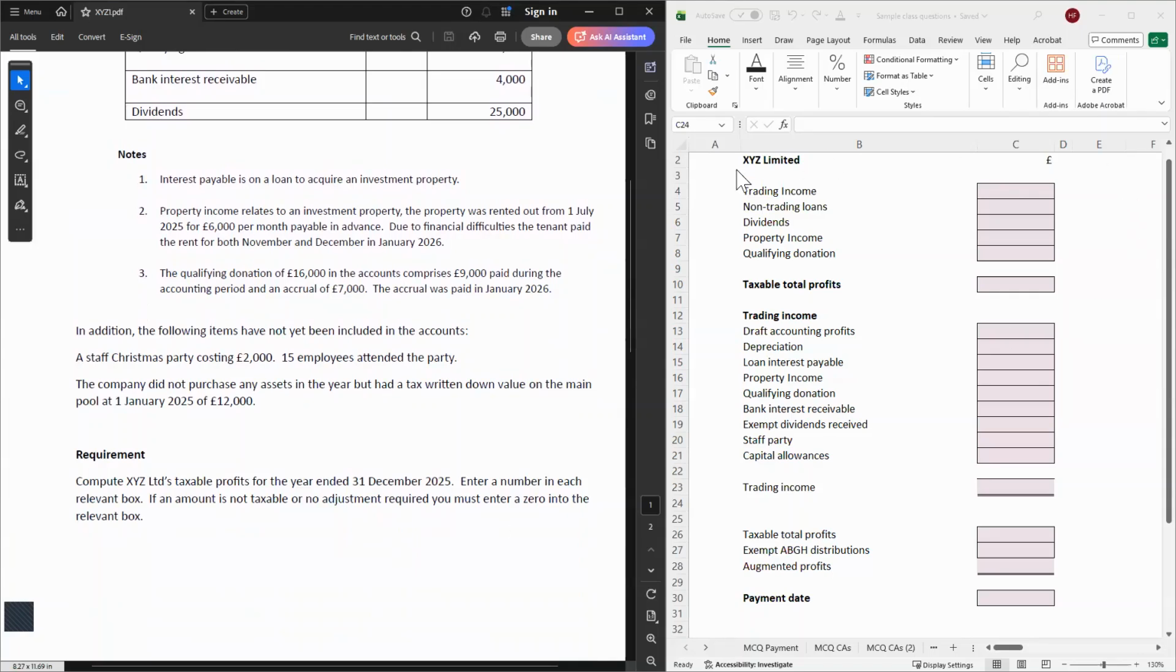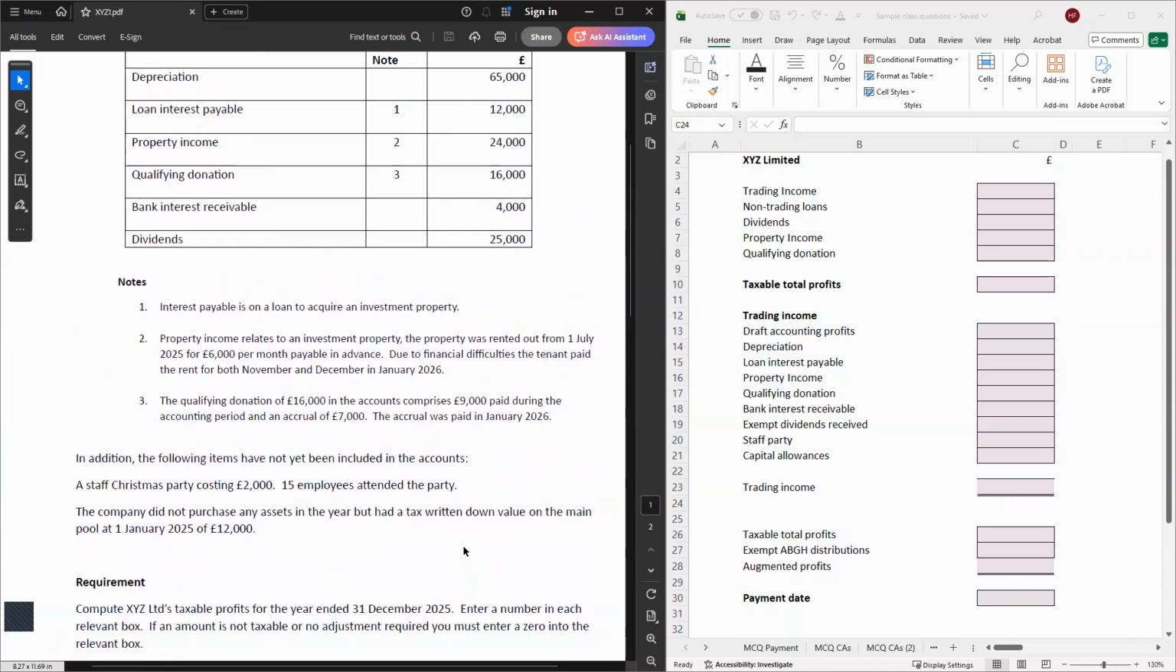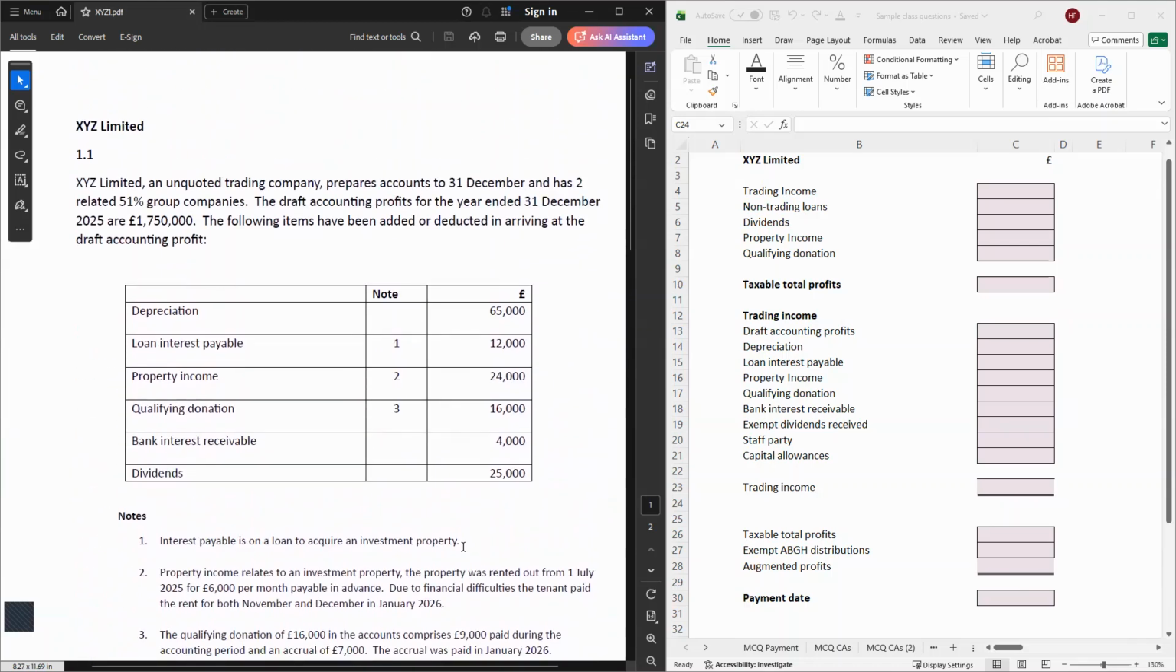And in the exam, you will be given the boxes here to put your answers into. So we will look through each piece of information and then populate the boxes here. And remembering to put a 0 in the box if there's no adjustment required. So if we go back up to the top, the best way to approach these questions is read through the information and then feed the information into the boxes as you read the information.